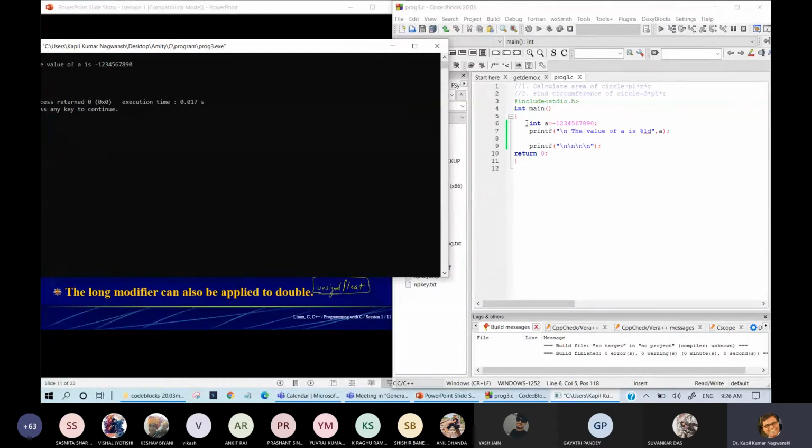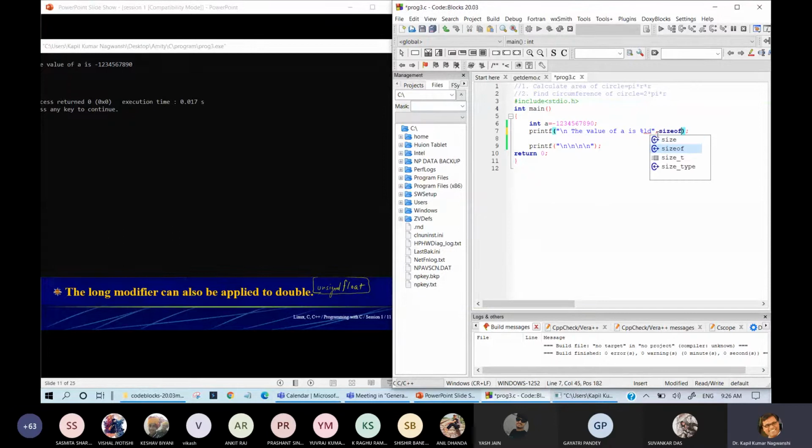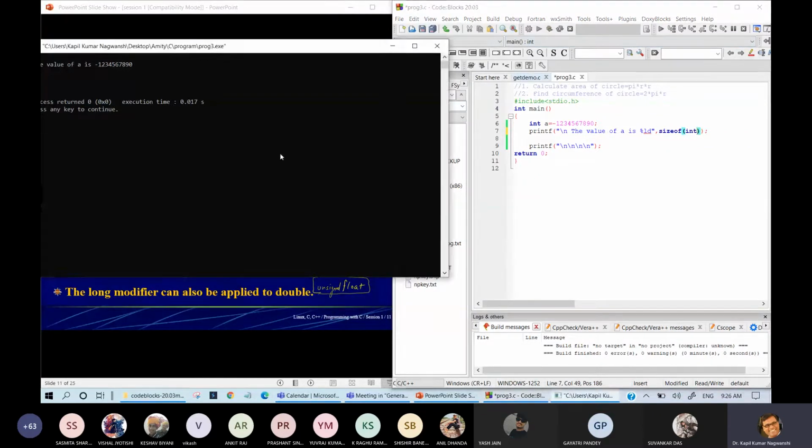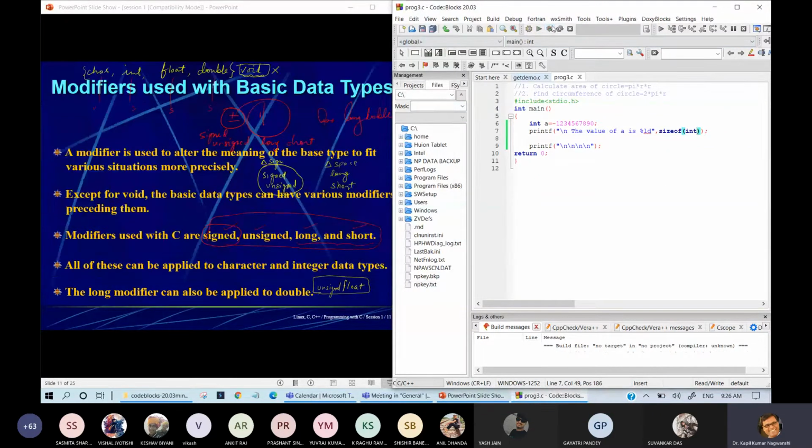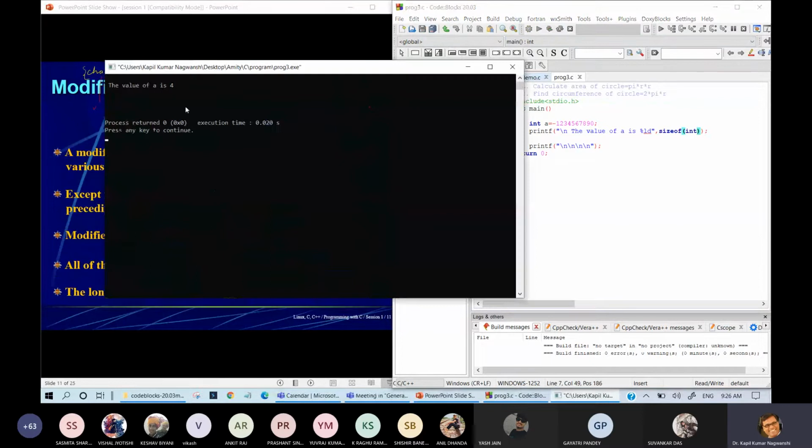Suppose if you want to see the size of integer, then you just need to write sizeof followed by integer. It will give you the size, how many bytes are there. So if I'm running this program, it will give me the size of integer. So this is 4 bytes.